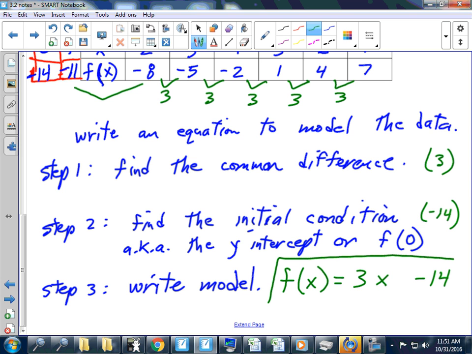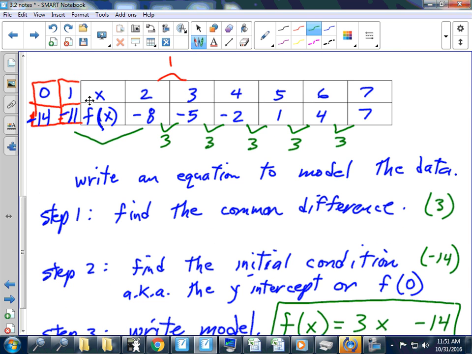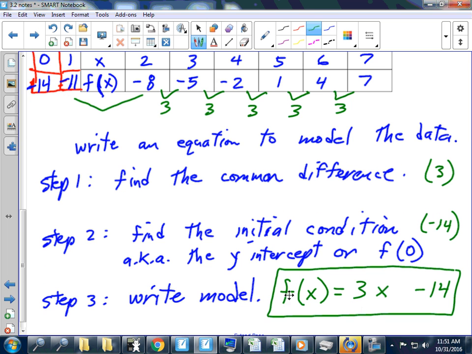Okay, f of x equals 3x minus 14. That is this table right here in symbolic form. We have the common difference. We have the initial conditions. And we're good to go. All right, I'm going to stop the video and have you do one just like this.